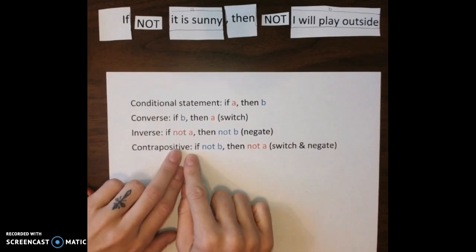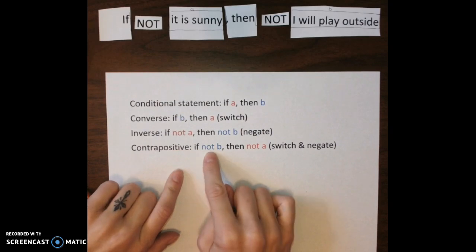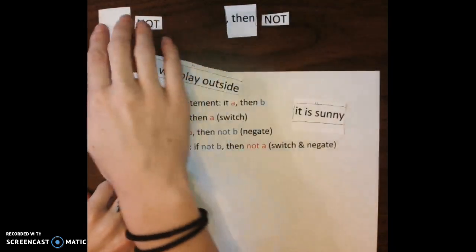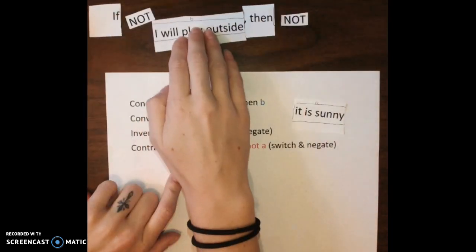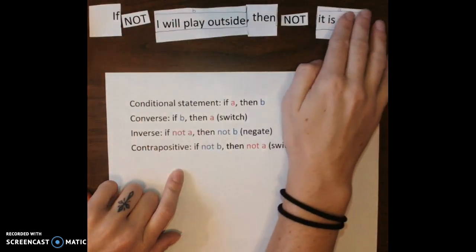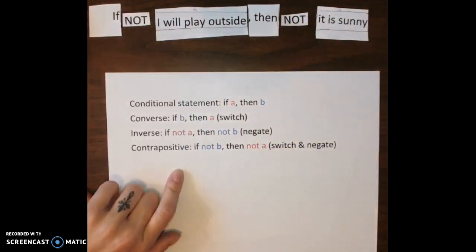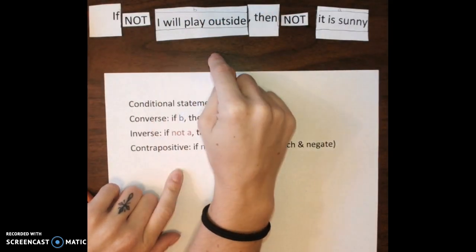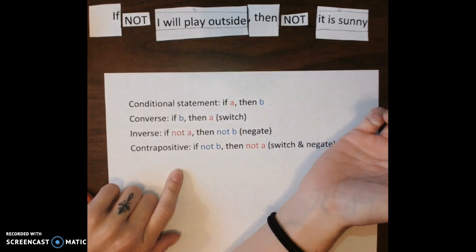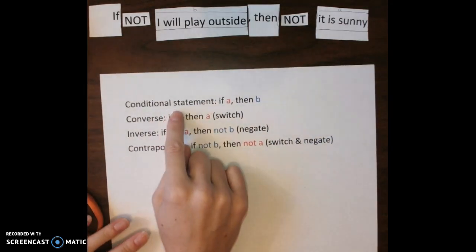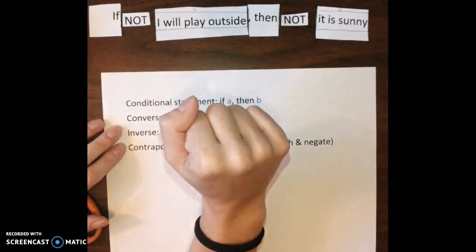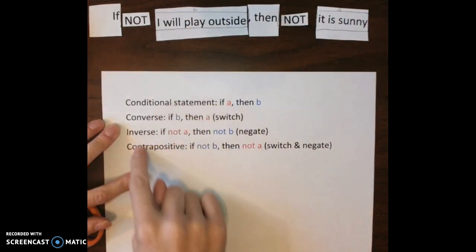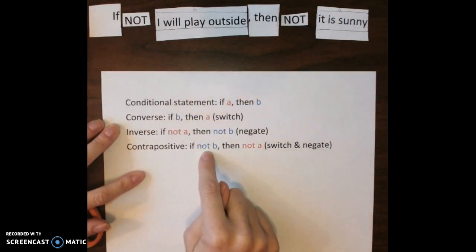All right, let's look at the contrapositive. The contrapositive says, if not B, then not A. So I'm just going to take my A and B and switch them. Now again, I'm going to have to reword it just a tiny bit so it makes sense. But basically it's saying, if I'm not going to play outside, then it is not sunny. Okay, so that's what we're doing here. And we're not going to cut out pieces of paper every time, but I do like to circle the A and the B so that when I go to do these, I know what I'm doing where.